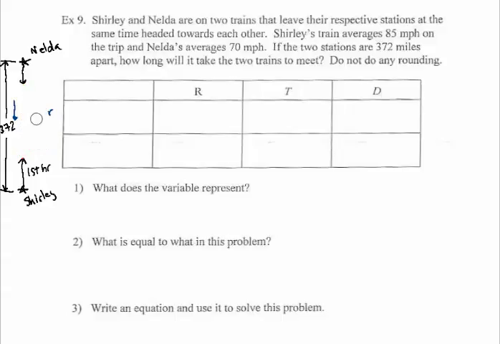Now, that is not entirely necessary. You especially don't want to do that if you're going to burn up any kind of significant amount of time. What we want to put most of our time into is our table. So we write out RTD, because this is the formula that we need to apply to each train. And then in our rows, we have 2 rows. We'll write Shirley's train, and then we'll write Nelda's train.